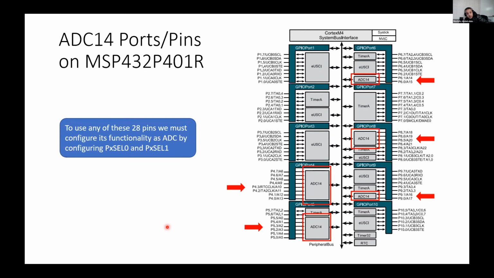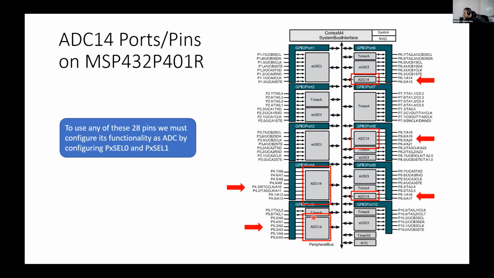Now, how many pins in our microcontroller can receive analog input and convert it to digital? As you see here, out of 8 boards... No, I'm sorry, 10 boards. Out of these 10 boards, we have 1, 2, 3, 4, 5 boards that have analog to digital conversion modules, 5 modules.